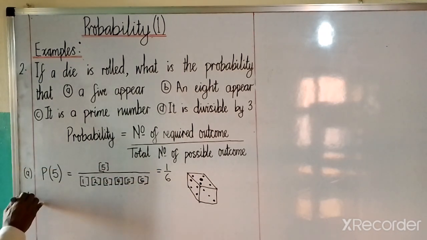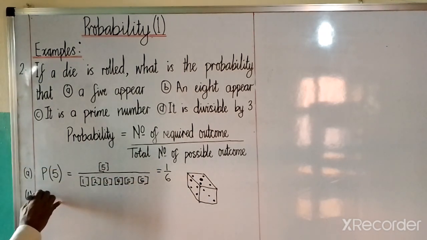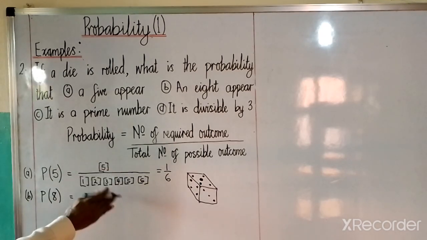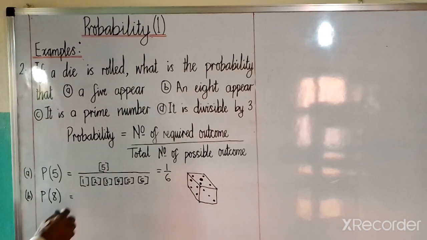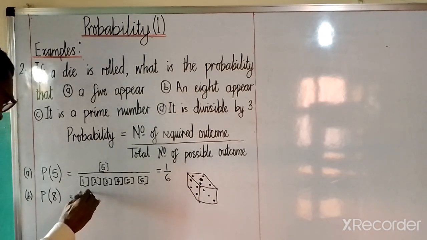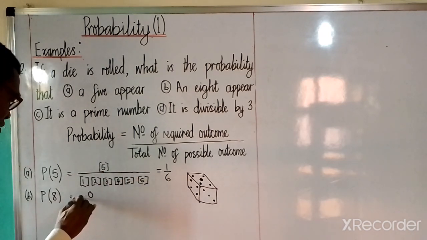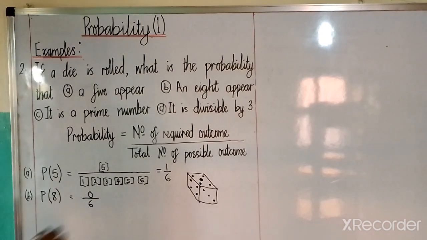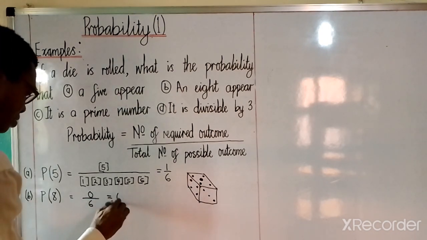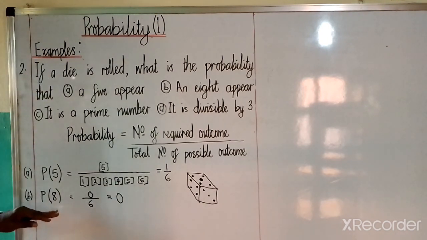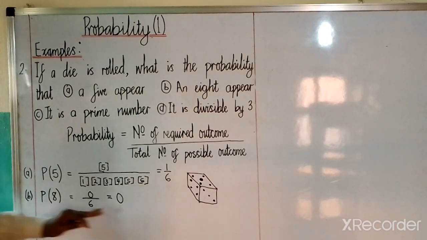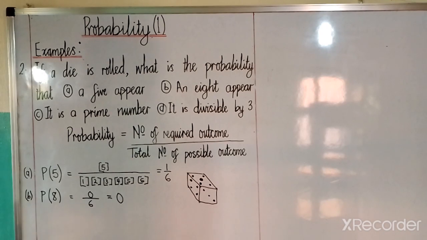Now, B, probability that an 8 will appear. It's still the same thing, but this time there is no 8. So it's going to be 0. There is no 8 here. So it's 0 over the total number, and that will give you 0. So the probability that an 8 will appear is not possible. The probability is 0. It cannot happen. You can't roll a die and get an 8.